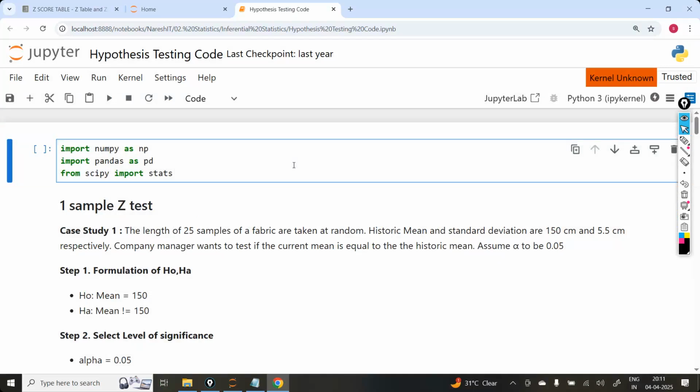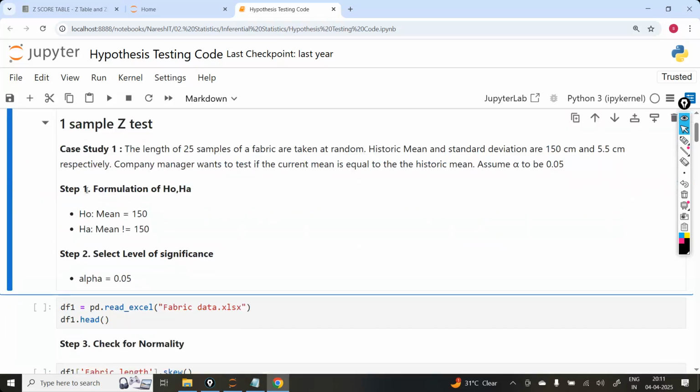Done. So now I'm going to import NumPy, Pandas and SciPy. From SciPy, I'm going to import stats, stats.norm.cdf. Already you know SciPy. SciPy means scientific Python. SCI stands for scientific.